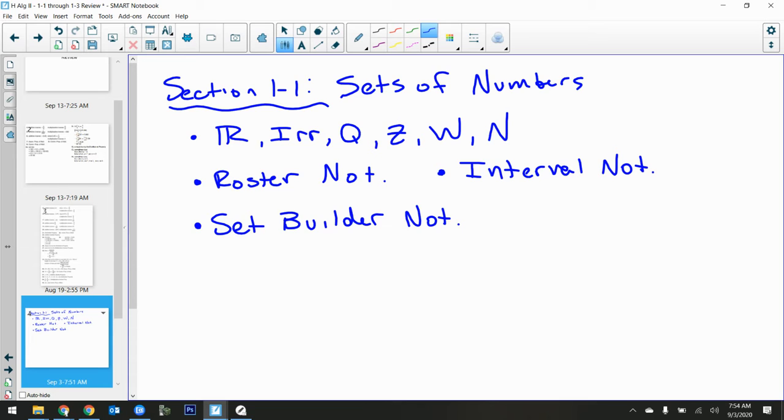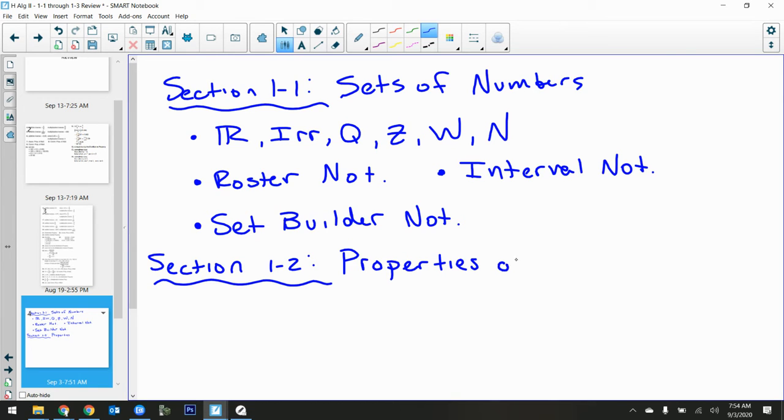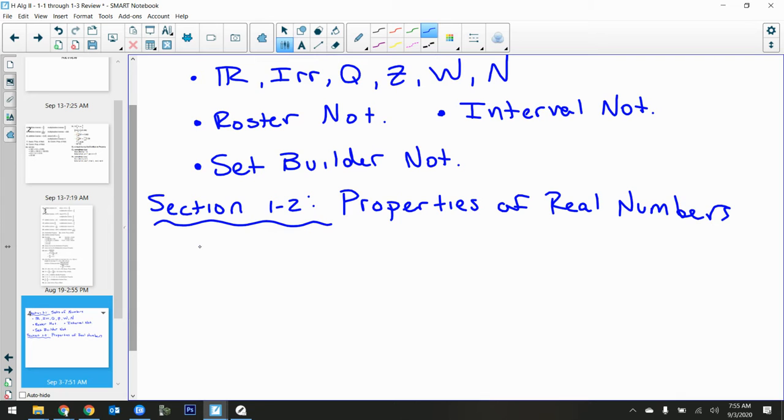Okay. And then we talked about section 1.2, which is what we just did, right? We kind of went out of order. Section 1.2, those were the properties of real numbers. Okay, within that section, we talked about several properties. We talked about the additive and the multiplicative identities.